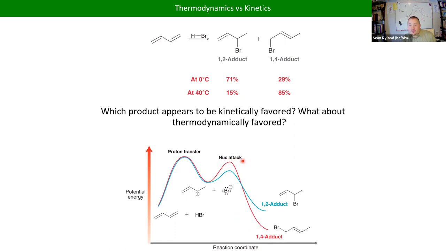Right? And so there are other ways we can adjust what proportion of the molecules can make it over specific barriers by doing things like adding a catalyst. Adding a catalyst doesn't change our final reaction energy, so it won't change what the thermodynamic product is, but it changes what the transition state barrier is, which means at the same temperature, we could expect a different kinetic product potentially.